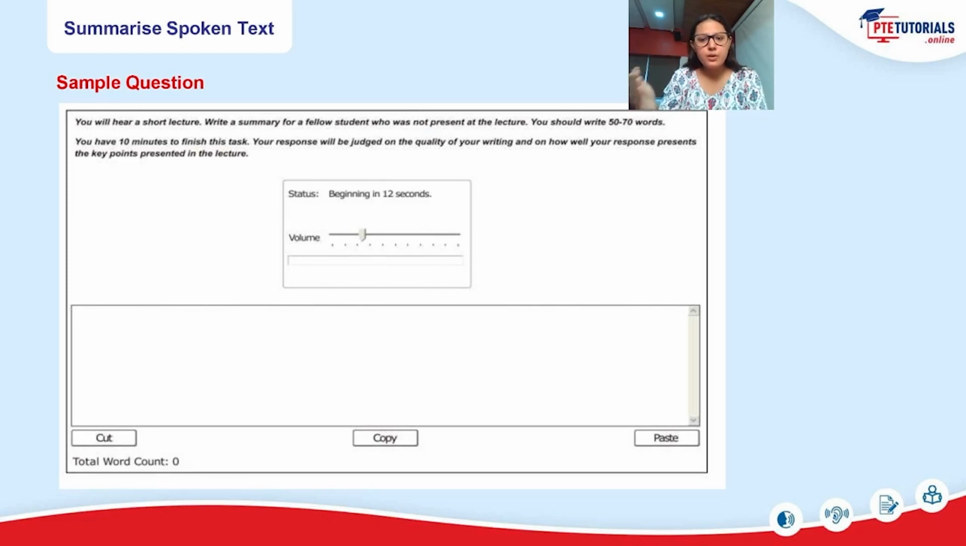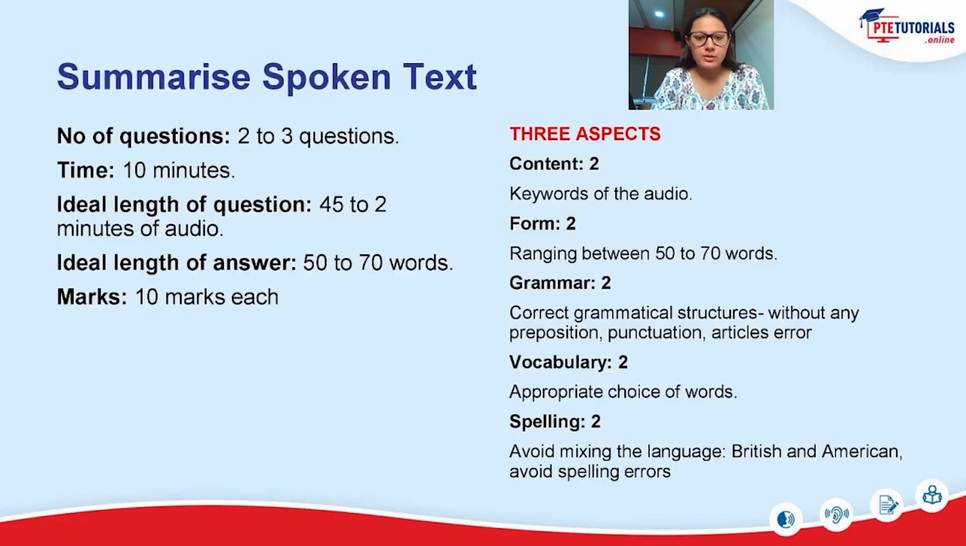If you write more than 70 words or less than 50 words, you will get 0 out of the entire score, that is 10 marks for each summarized spoken text. How are they giving us 10 marks for each summarized spoken text? 2 for content, 2 for form, 2 for grammar, 2 for vocabulary, and 2 for spelling. Content is nothing but the words of the audio. Form is nothing but writing at least 4 or 5 sentences, keeping the balance between simple and complex sentences, and writing approximately 50 to 70 words.